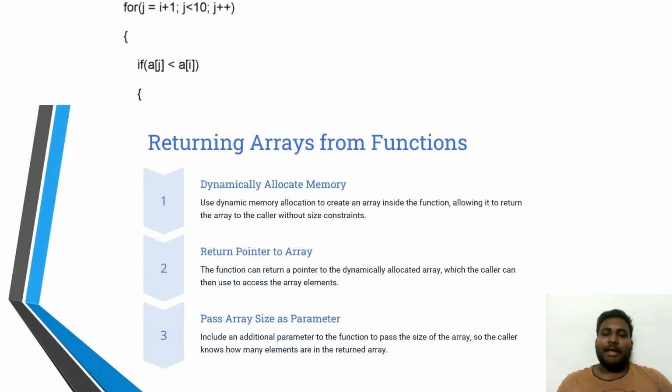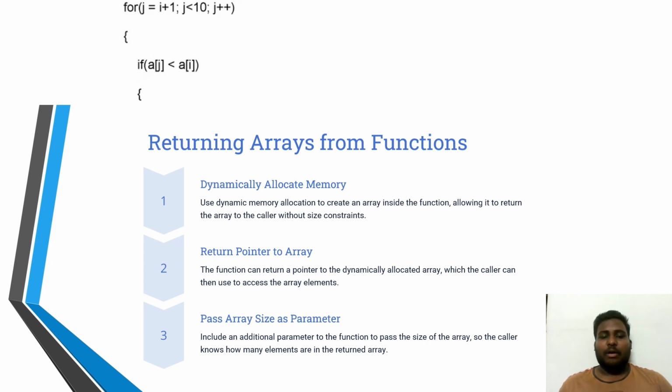Coming to returning an array from a function. Using dynamic memory allocation, we create an array inside the function and allocate it so that we can return the array to the caller without size constraints. The function returns a pointer to the array.